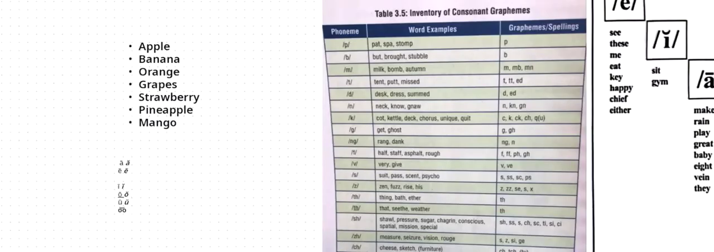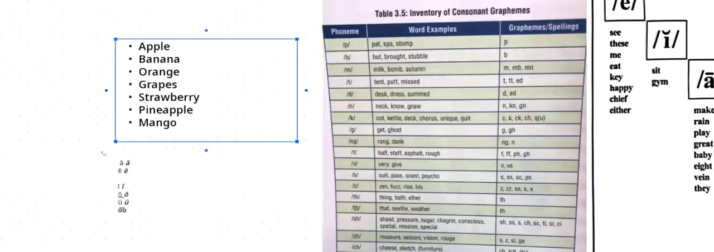Hello. You're going to learn the phonemes and graphemes for English. And we're going to start by listing some fruit. So here we have apple, banana, orange, grapes, strawberry, mango, pineapple. And so here we're going to break these words into syllables.